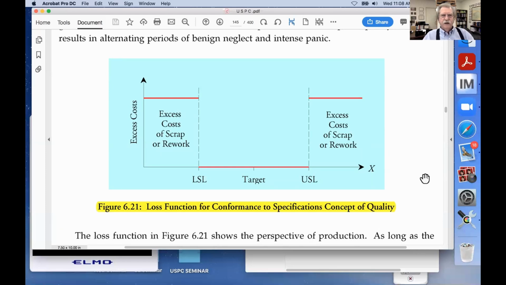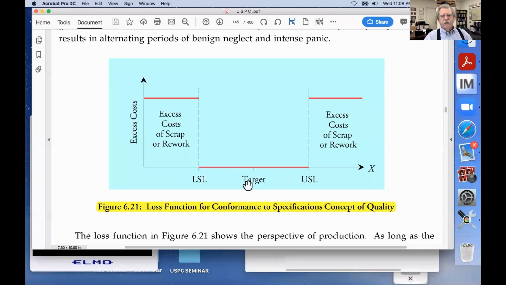I once heard one CEO sing the praises of his suppliers by saying, all of our suppliers are no damn good. Now, what did he mean by that? Were the suppliers sending him bad stuff? No, the suppliers were sending him stuff that met the specs. But you really don't have a uniform loss function.